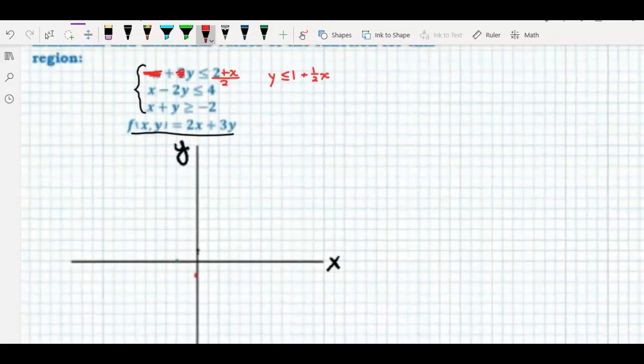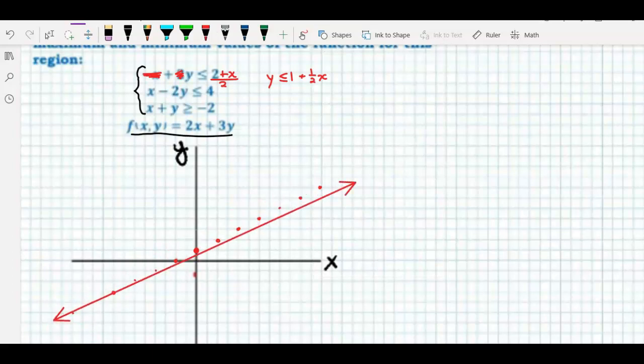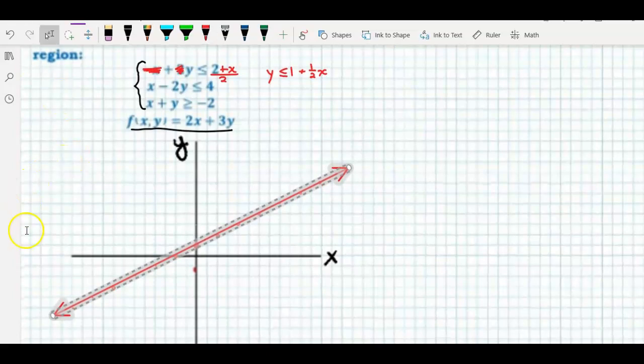So I'm going to start with 1, and I'm going to go up 1 over 2. And back 1, left 2, down 1, left 2. Take your time with this because you want your graph to be precise and neat. Connect them with a line. It is a solid line because it is less than or equal to.